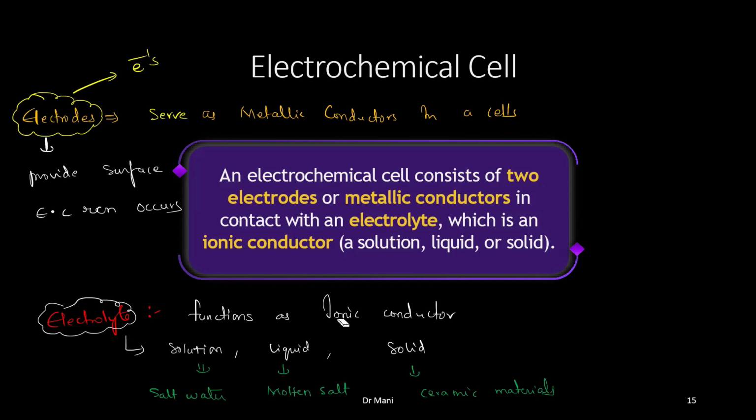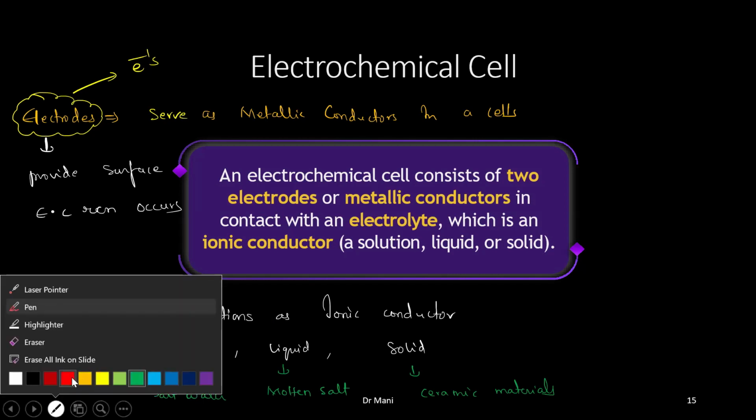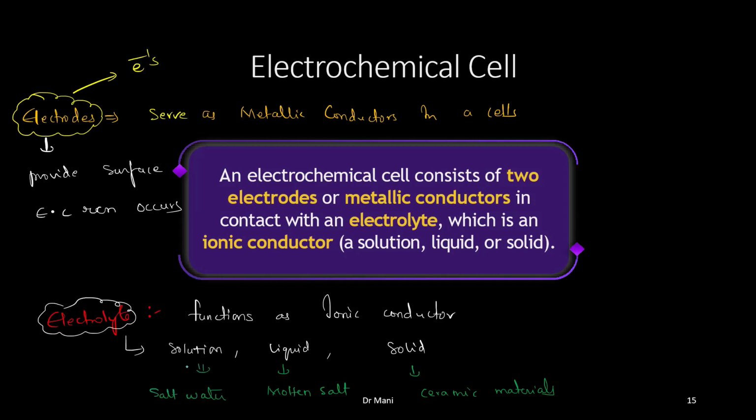So it functions as an ionic conductor. What does that mean? It means it will be helpful for the movement of ions between the electrodes. Understood? So here it enables ion movement between electrodes.